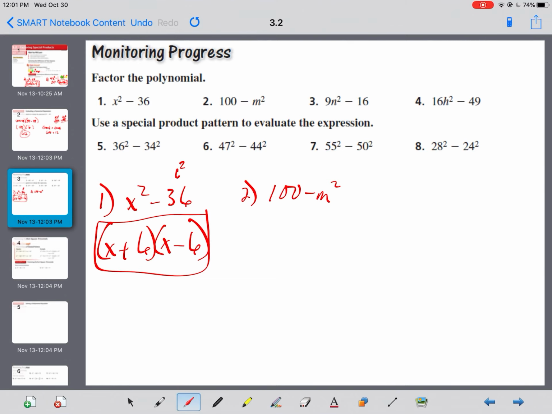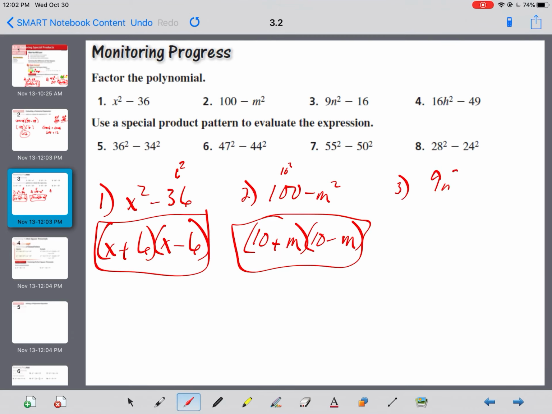Number 2, 100 minus m squared. Well, they've rearranged them, which is all right. We can still make do with that. We're just going to do the 100 in the first spot and the m in the second spot. So the factors of 100, that's like 10 squared. So each one gets a 10. Each one gets an m. One's plus, one's minus.